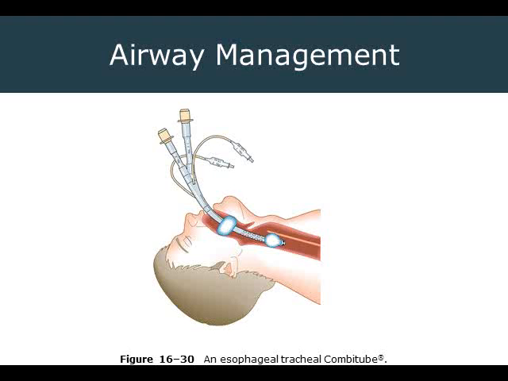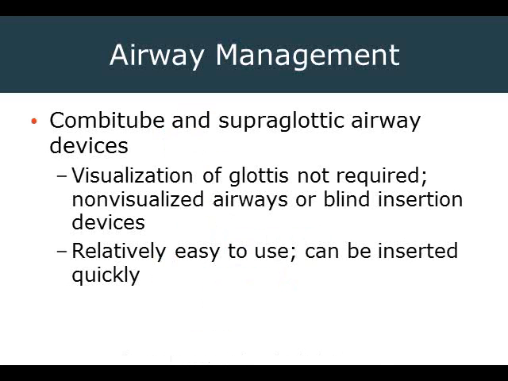All right, an esophageal tracheal combi tube. So the combi tube is a dual airway device. Supraglottic airway device would be that of like the King airway. These are non-visualized. Endotracheal intubation is a visualized airway, and the combi tube is not, nor is the King. It's a blind insertion. They're relatively easy to use. They're almost foolproof, and they can be inserted very quickly. Endotracheal intubation is a little bit more drawn out.